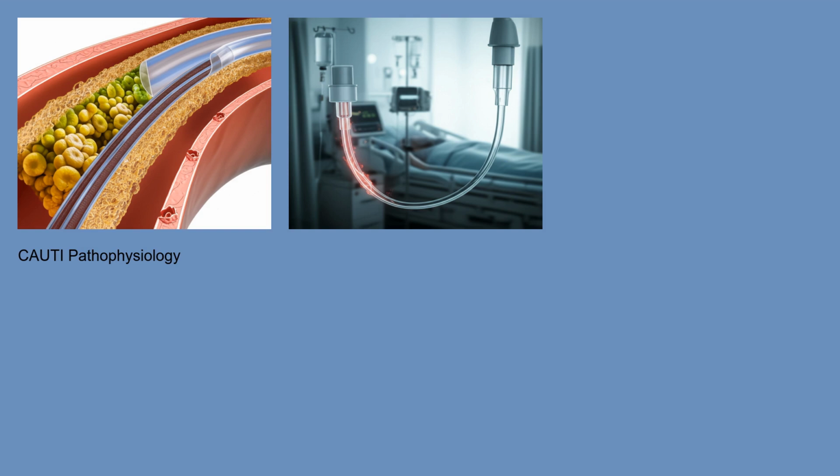Now, let's look at the pathophysiology: what happens in the body. When bacteria enter the bladder through the catheter, they can adhere to the bladder wall and multiply. The body's immune system responds, leading to inflammation. The presence of a foreign object like the catheter hinders the body's natural defenses, making it difficult to clear the infection. A biofilm, a community of bacteria encased in a protective matrix, can form on the catheter surface, further shielding the bacteria from antibiotics and the immune system. This biofilm can act as a reservoir for infection, leading to recurrent or persistent CAUTIs.